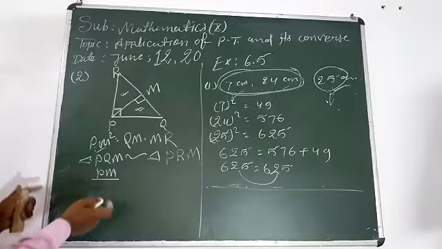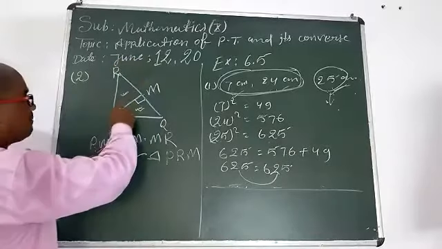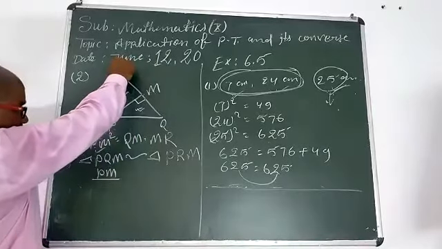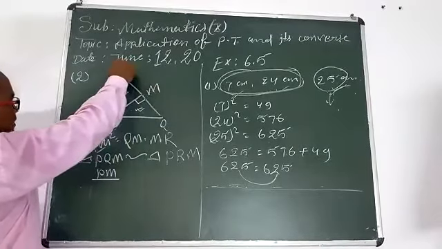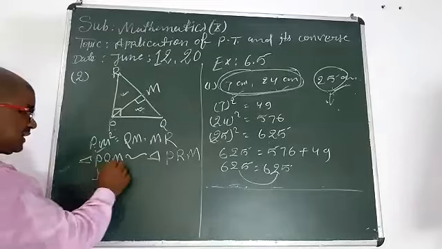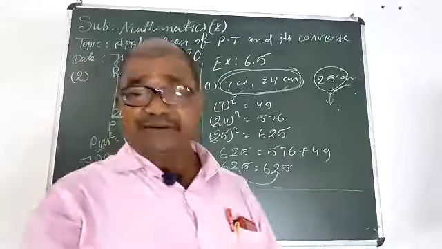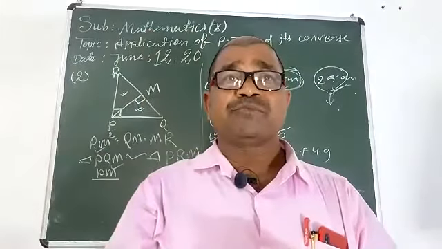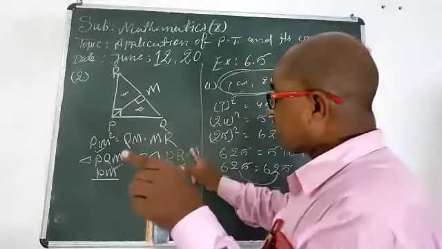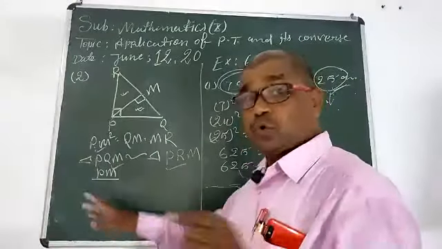How can you change the name of the triangle? You are writing PQM, then you can write RMP or PMR. Okay, PMQ, PMR. After writing the name of the triangle, you should go to the similarity criterion. If two triangles are similar, then their sides are proportional. According to your requirement, you should write two ratios.